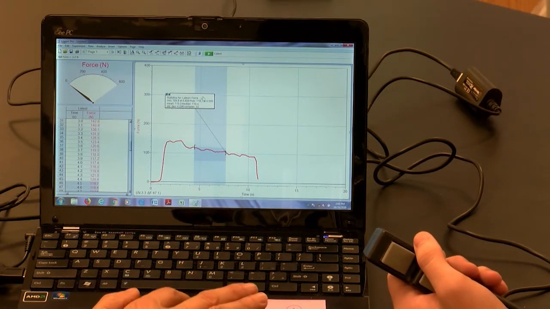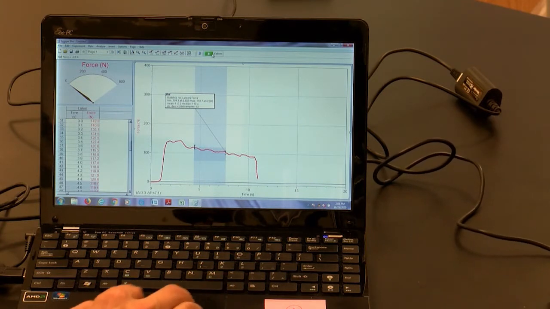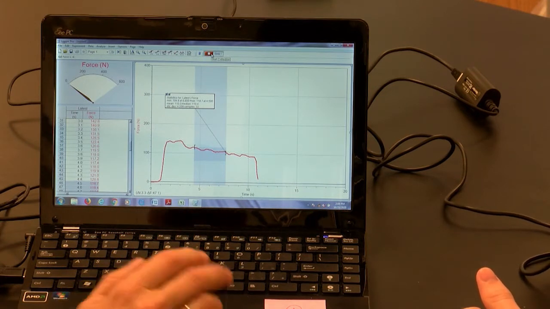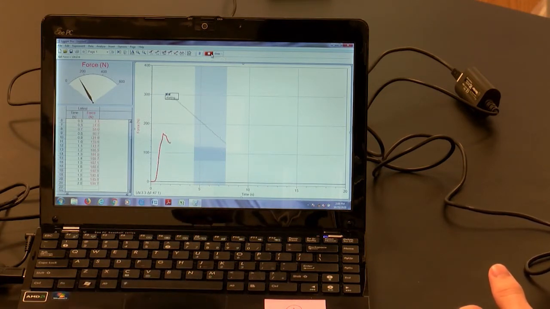And now go ahead to your non-dominant hand, your right hand. Okay, we're going to collect. And go ahead and squeeze that.